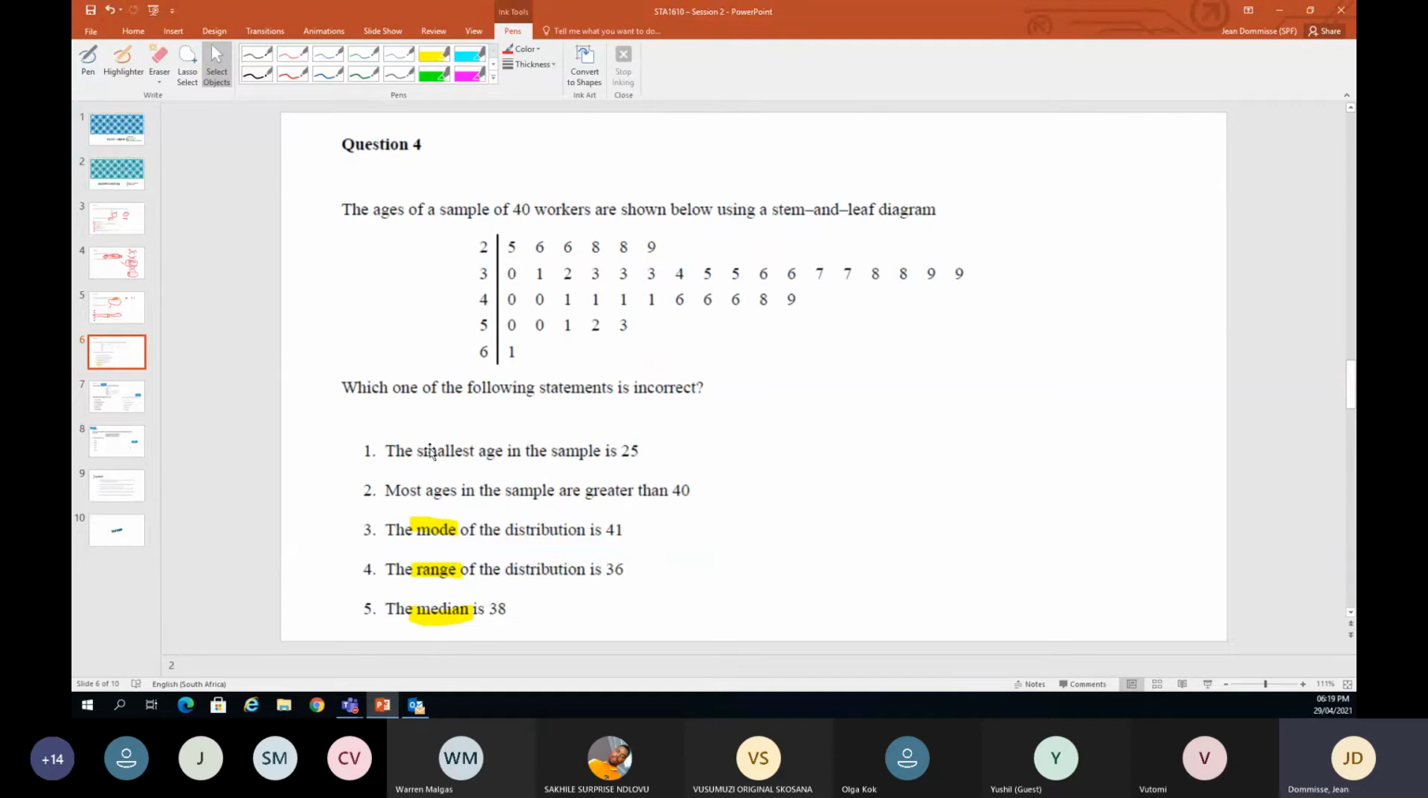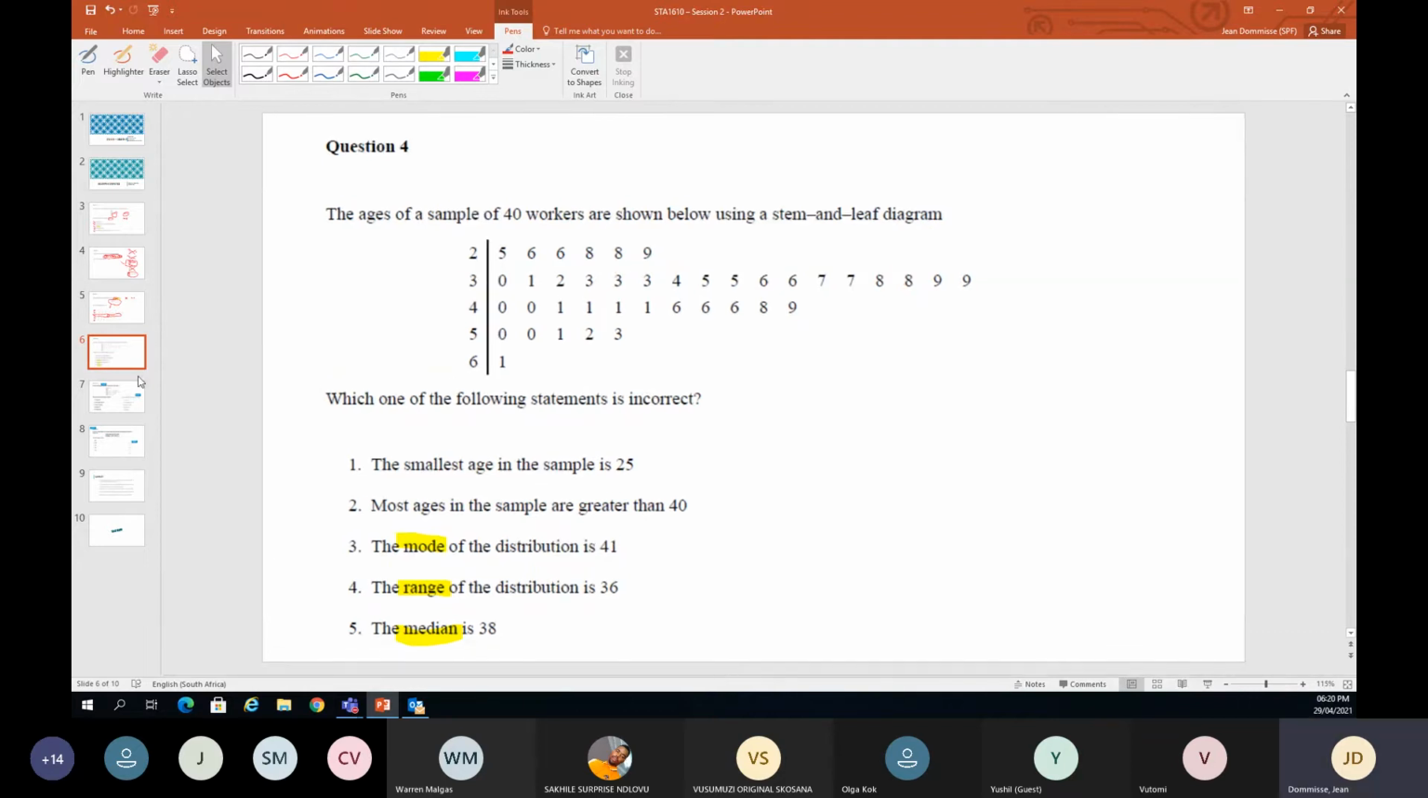Okay, so let's go into another stem and leaf. So here they ask us, the ages of a sample of 40 workers are shown below. Which of the following statements is incorrect?